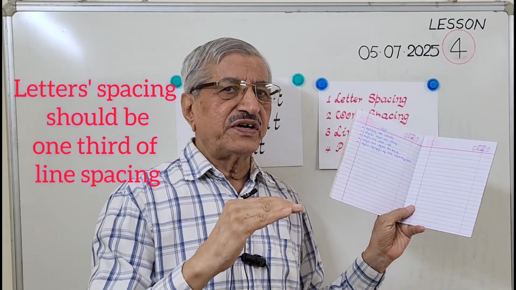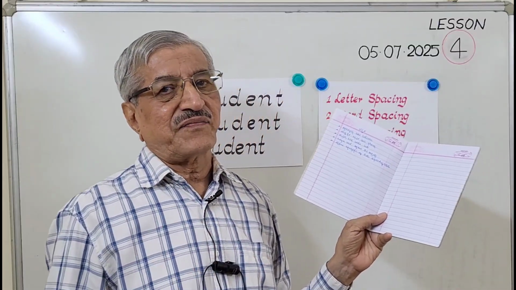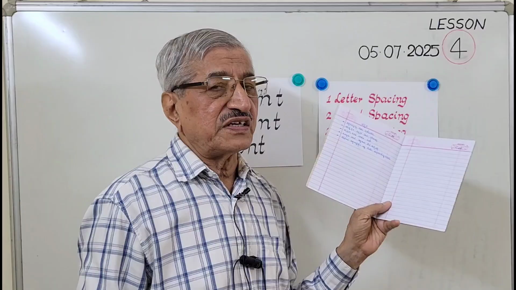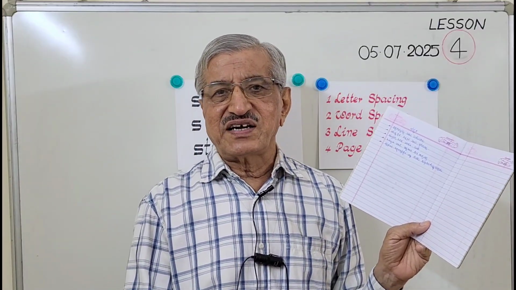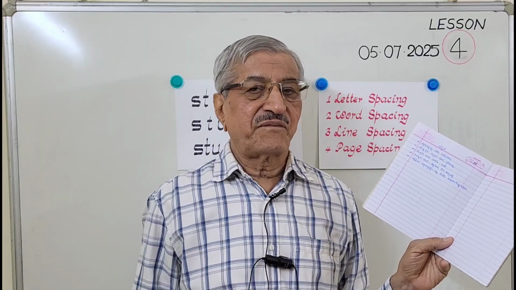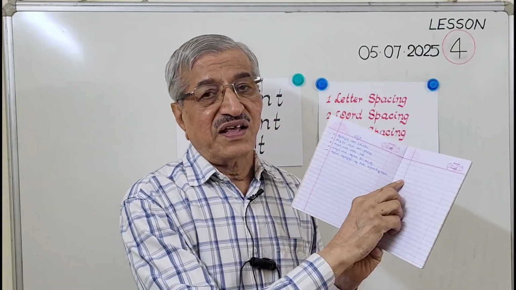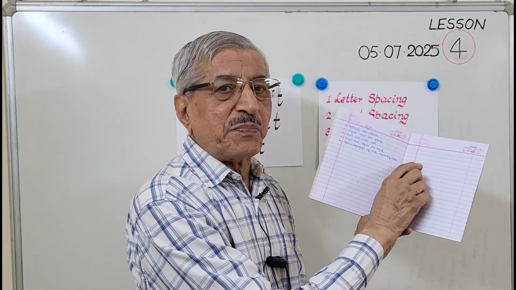If the gap is 8 mm, it cannot be divided into 3 equal parts, so approximately 3 mm. That is the ideal size. You should reduce the size. That is why small children in 3rd standard, 4th standard, their size will be very big. They can't write in each line. Therefore, teachers tell them to skip one line and write.